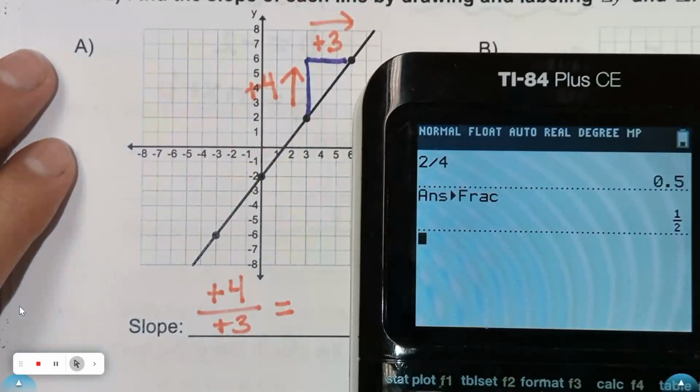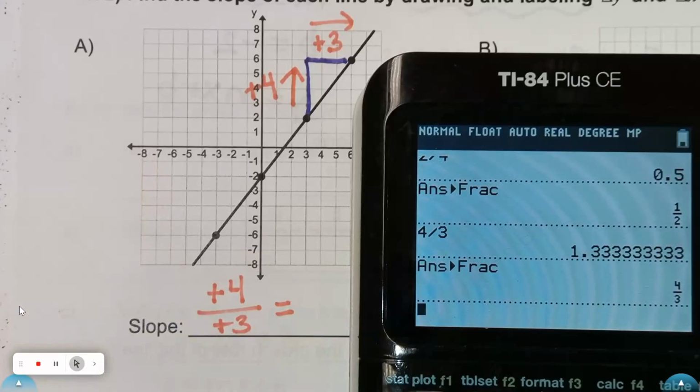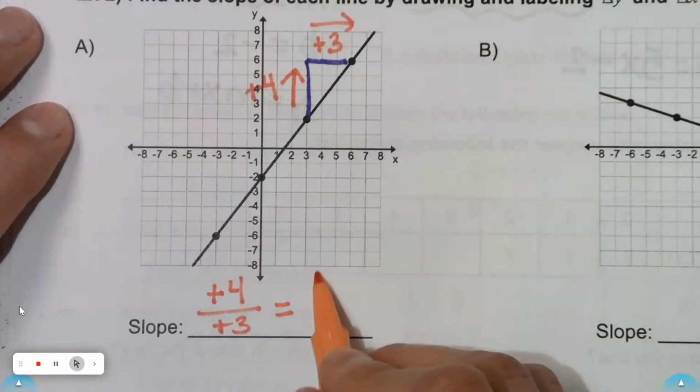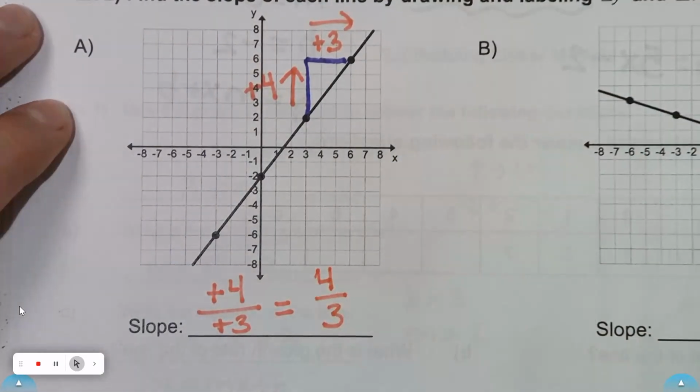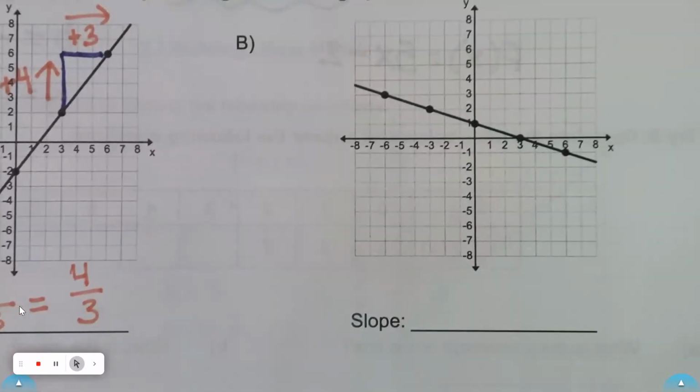Always put it in your calculator and see if it simplifies to something else. So I'm going to do 4 divided by 3. Because I got a decimal, I'm going to do math, enter, enter. And so I get 4/3. So it's the same thing, but I'm just going to take away the plus signs. So 4/3. Okay, perfect.